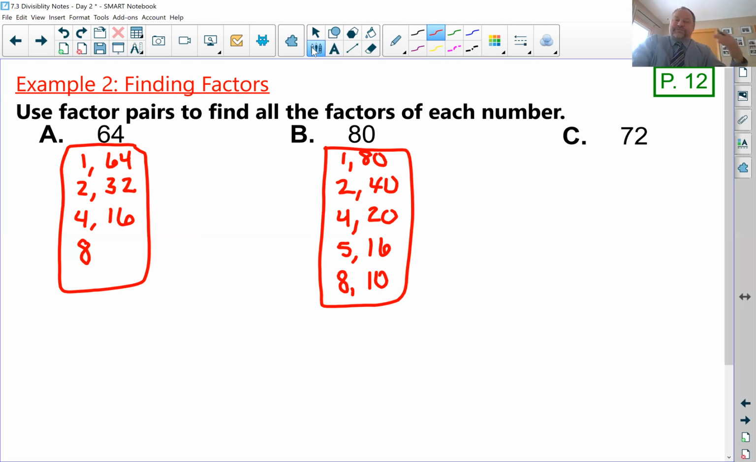Okay, so it's factor pairs, not prime factors. Sometimes we talk about prime factoring. That's not what we're doing here.